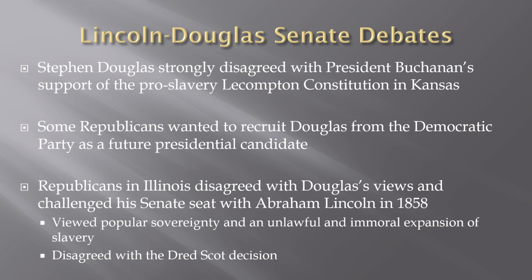There were a lot of Republicans that thought, because of this disagreement, that Douglas would be a good person to recruit from the Democratic Party to be a future Republican presidential candidate. The Republicans in his own state, though, kind of disagreed with Douglas's views, and they decided they wanted to challenge his Senate seat, and they're going to unanimously nominate Abraham Lincoln to do this in 1858. And Lincoln viewed popular sovereignty as an unlawful and immoral expansion of slavery into new lands.